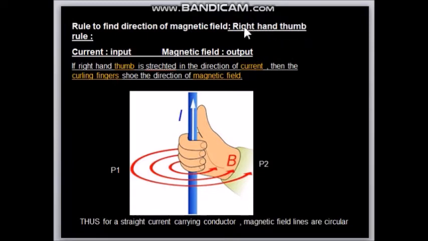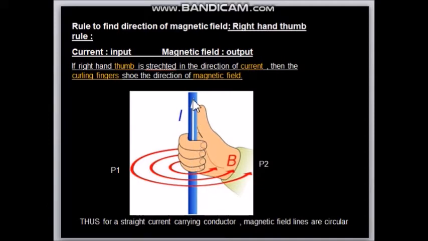Students, there is the right hand thumb rule to find the direction of magnetic field due to current. Current should be given, that means input, and magnetic field we have to find, that is output. Let us revise this rule which we have already studied in 10th. If the right hand thumb is stretched in the direction of current, then the curling fingers show the direction of magnetic field. Let's see this diagram.